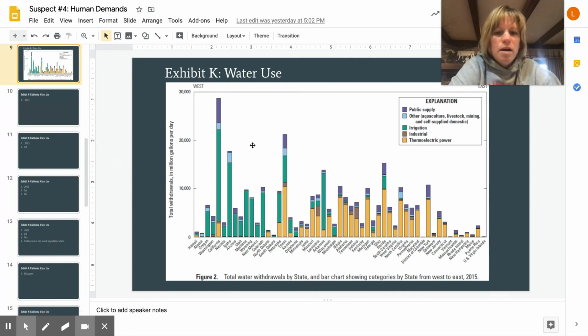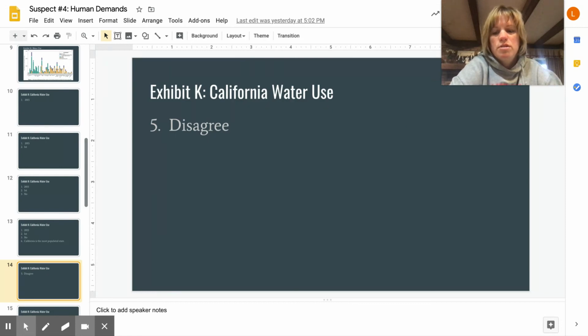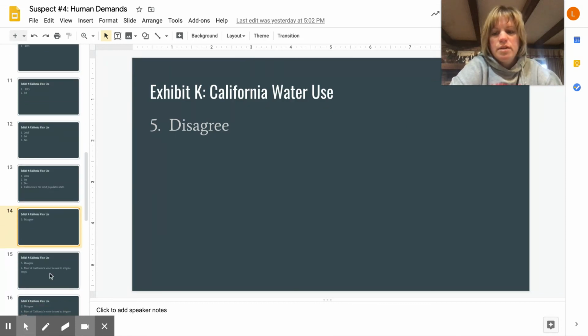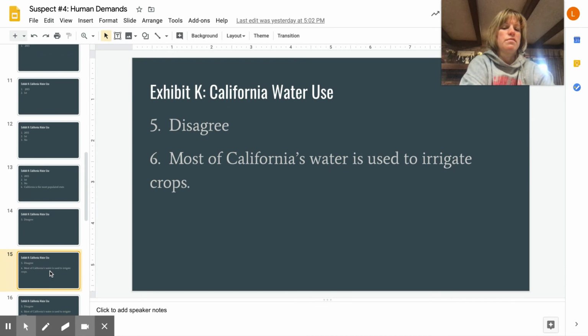Now, how come though? What is this green color? You notice that that is irrigation. And irrigation basically means watering crops. So that is the highest category of water use in California. It's not what people are using in their homes. So you should have disagreed to question 5. And the reason that we're disagreeing is that most of California's water is used to irrigate crops.